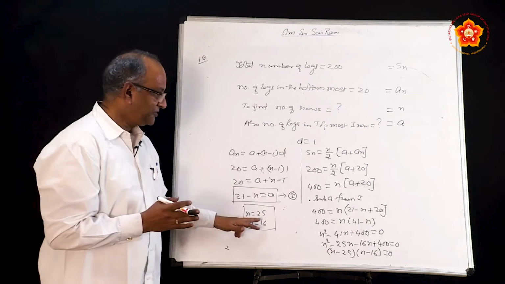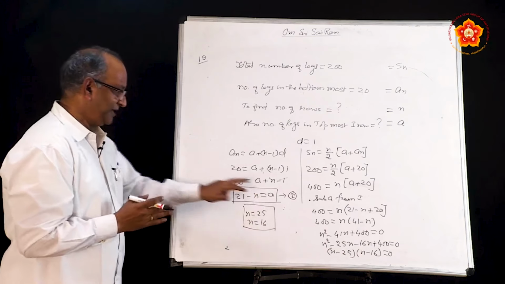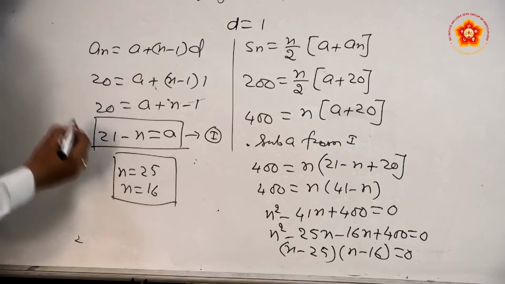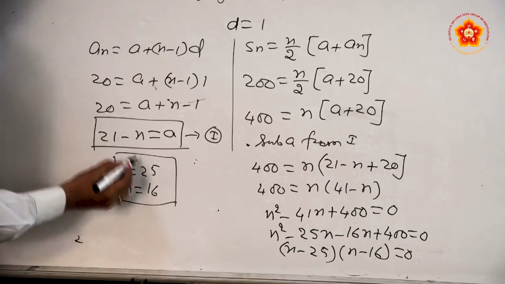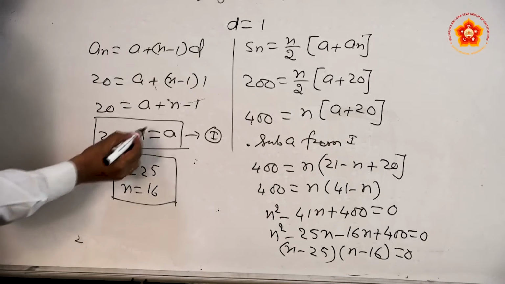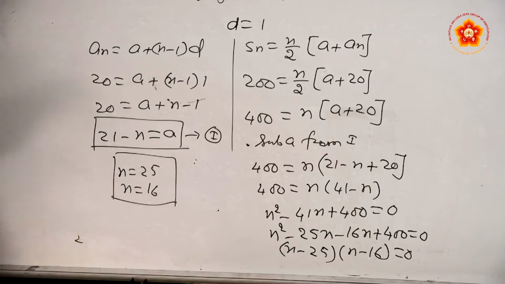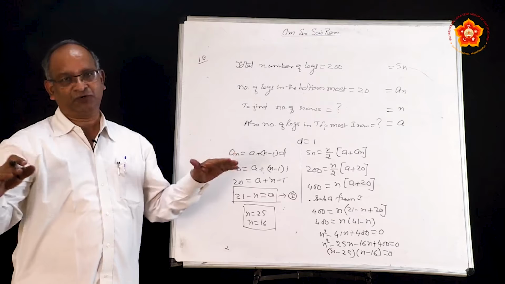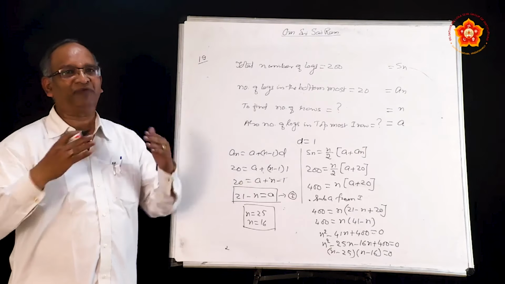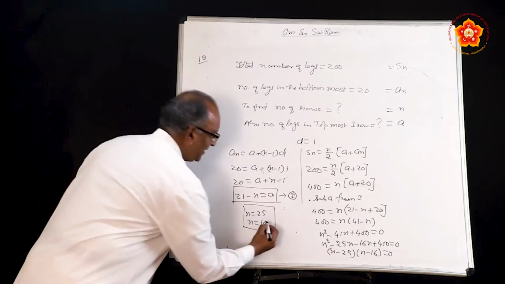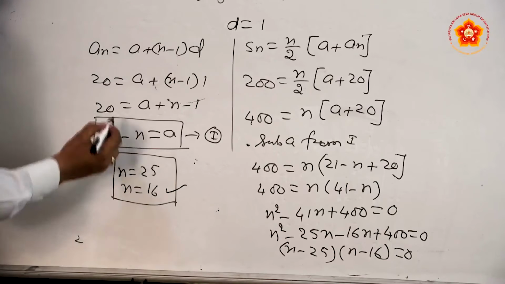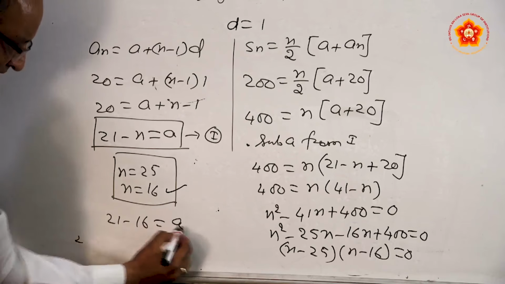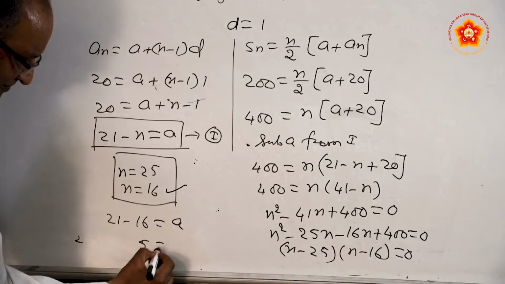So substitute this in the formula of A. In the first equation you substitute. If you substitute 25, you are going to get 21 minus 25, that is minus 4 equal to A. For the topmost layer, it says that the number of logs is minus 4. The number of logs cannot be negative, so we reject it and we take n equal to 16 as the correct answer. Substitute there, you get 21 minus 16 equal to A, which is 5.